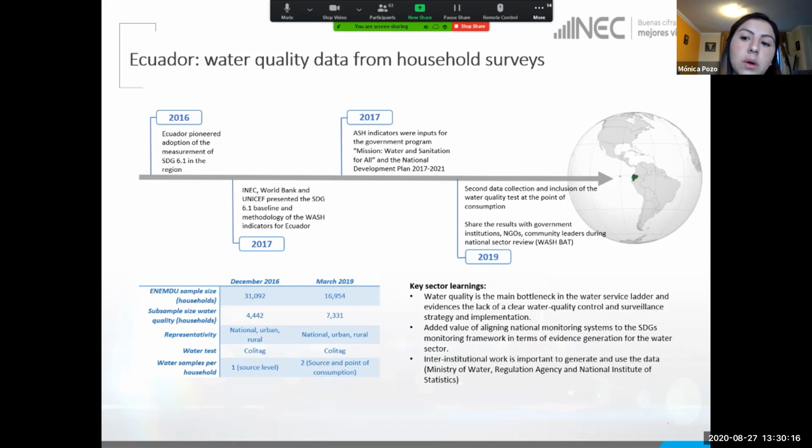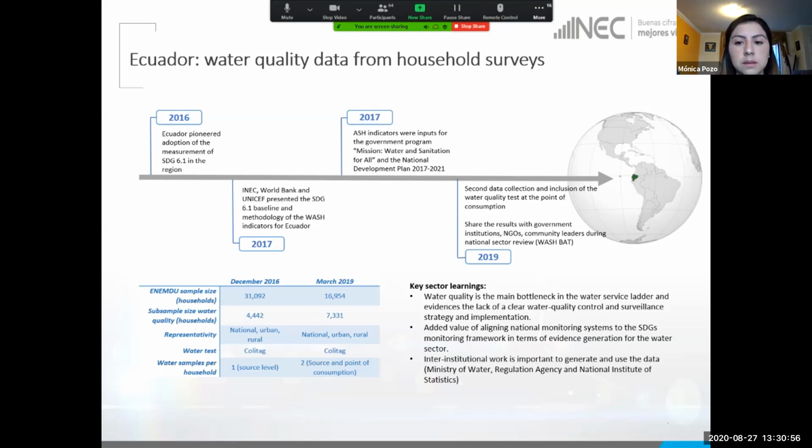The responsibility of INEC is to implement the statistical development plan for the SDG report. That is why INEC collects water quality data in two national household surveys, in 2016 and in 2019, including water quality at households' point of consumption for the 2019 survey. To measure water quality, we include a presence-absence E. coli test. The test is a little bit different from the one presented in the video.